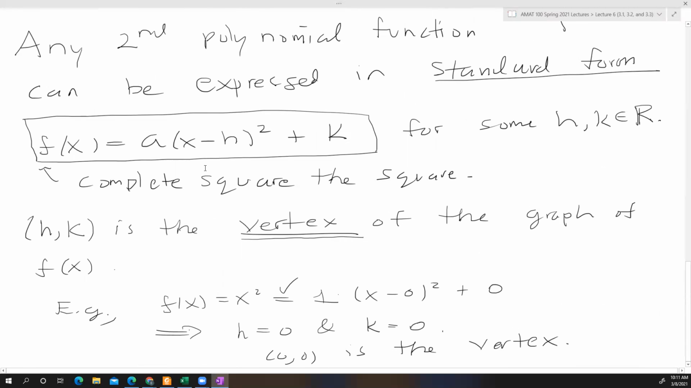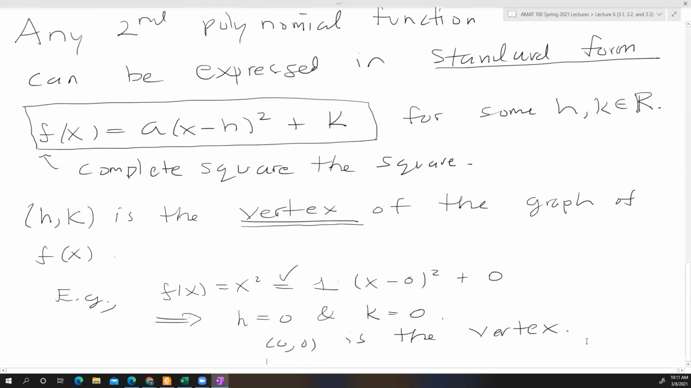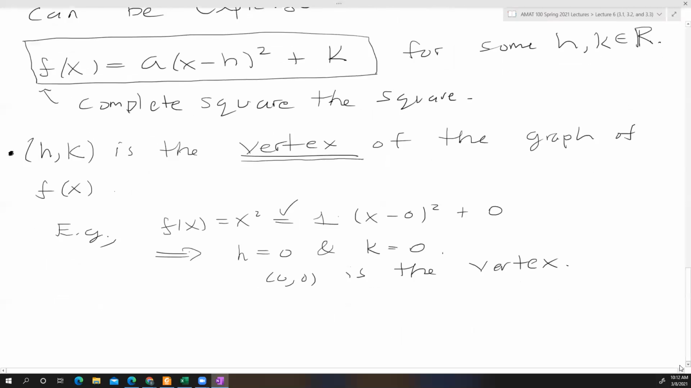And as I said, the claim is that any second degree polynomial can be expressed in so-called standard form, and the proof is complete the square. That's how we're going to do it: when we're given a polynomial and asked to put it in standard form, we'll do that by completing the square. So let me put a bullet point here. This is the first feature of this equation that is helpful in determining the plot.